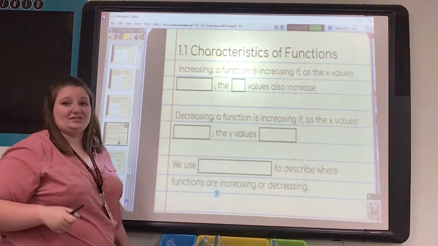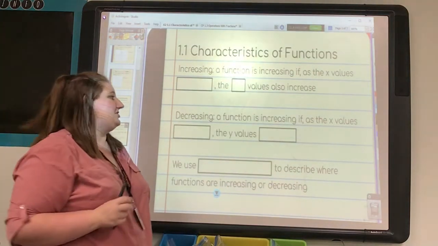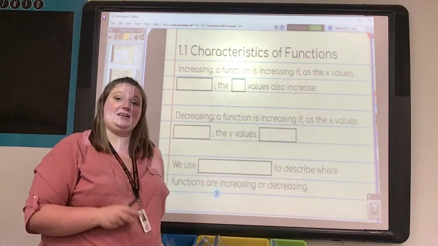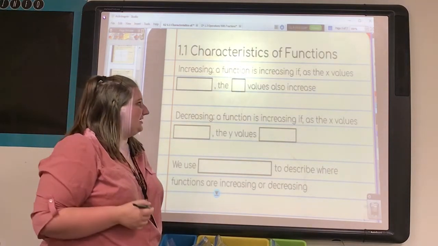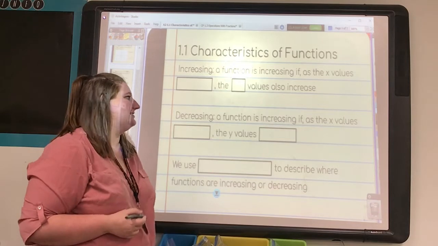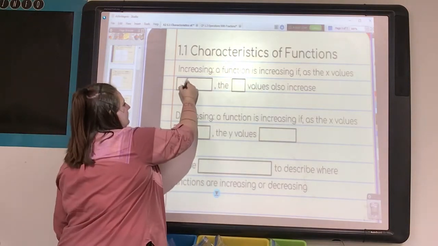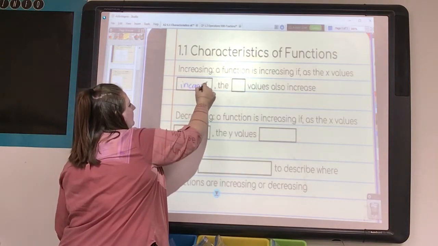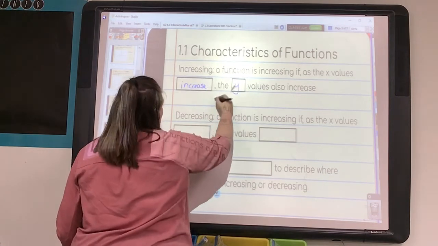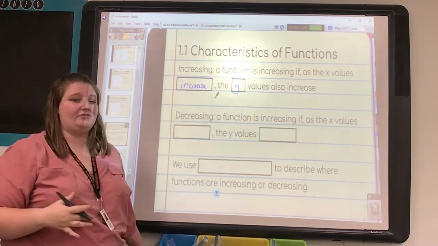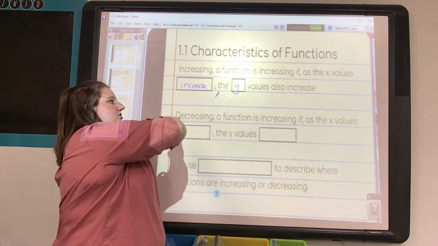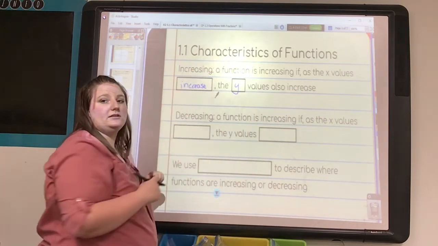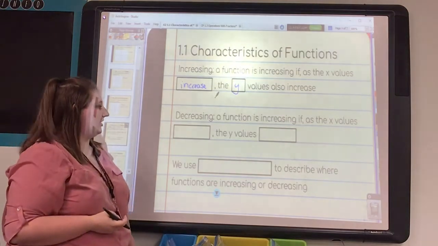All right, we looked at continuous functions and discrete functions. Next we're going to talk about increasing and decreasing. So we say a function is increasing if, as the x values increase, the y values also increase. So a function's increasing if, as we look at it from left to right, the graph starts to go upwards. That makes it an increasing function.